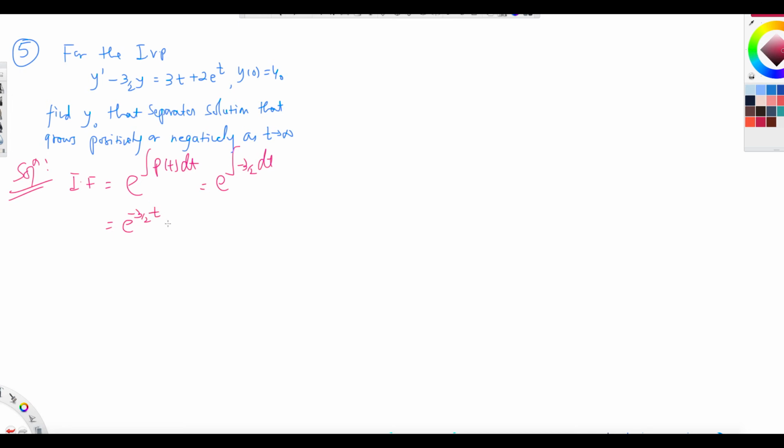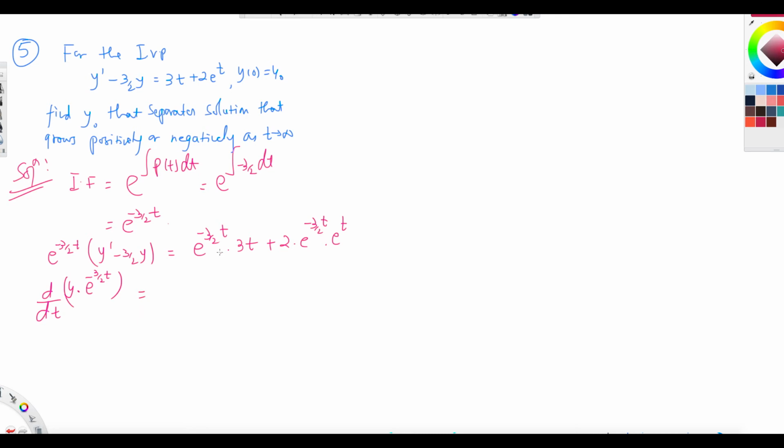That's what you get. So what you need to do is multiply both sides of this equation by that. You get e to the negative 3 half t times y prime minus 3 half y equals e to the negative 3 half t times 3t plus 2 times e to the negative 3 half t times e to the t. The left hand side, you don't have to distribute, because the left hand side is always the derivative of y times the integrating factor e to the negative 3 half t.